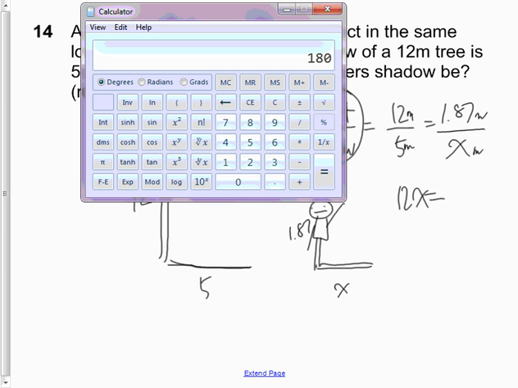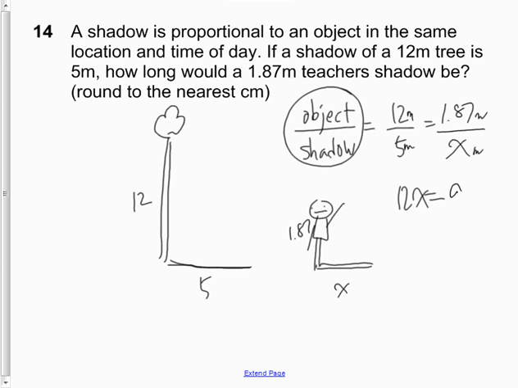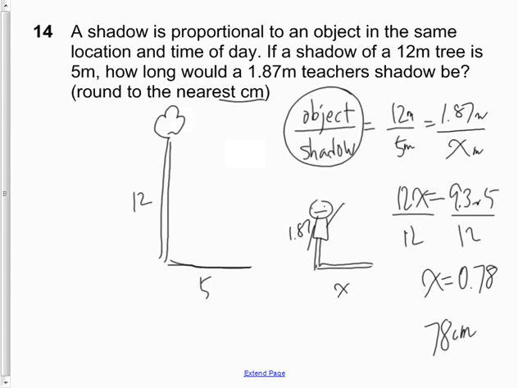I'll grab a calculator, don't worry about it. 1.87 times 5 is 93.5. Oh, 9.35? Oh, yeah, 9.35. And when you divide that by 12, the length of the shadow will be 0.78. Which means, since it says in centimeters, it will be 78 centimeters long.